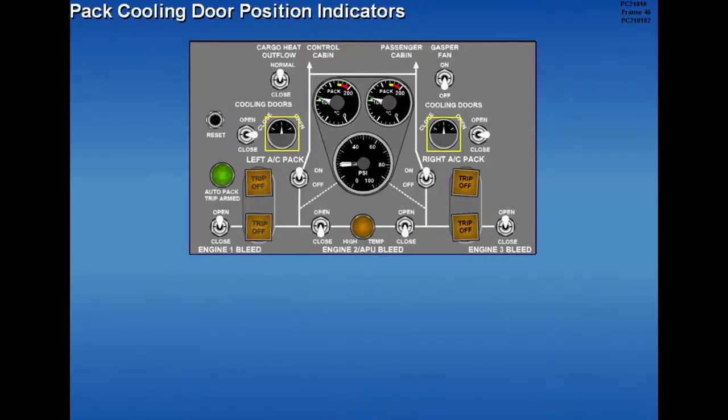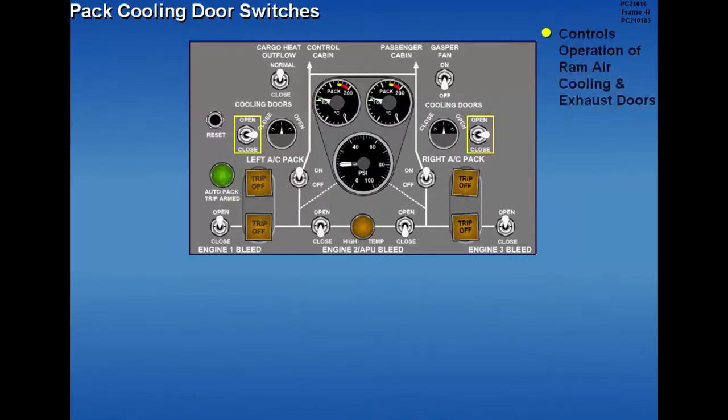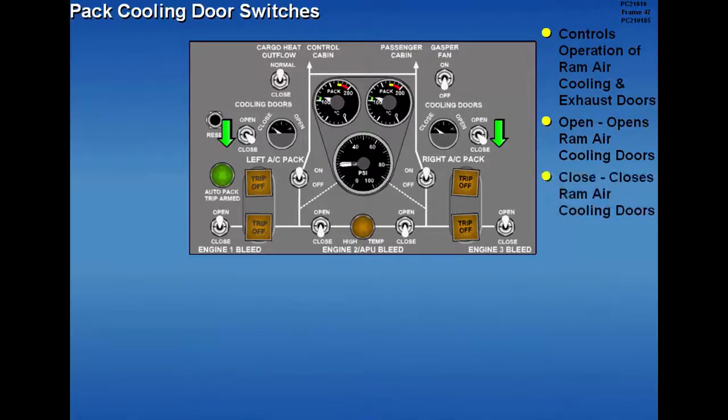The pack cooling door position indicators display the position of the ram air cooling inlet and exhaust doors. The three-position pack cooling door switches control the operation of the ram air cooling inlet and louvered exhaust doors. Holding the switches to open opens the ram air cooling doors. Holding the switches to closed closes the ram air cooling doors. Releasing the switches to the center position stops ram air cooling door movement.